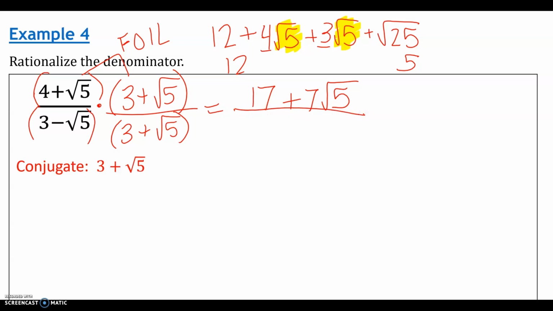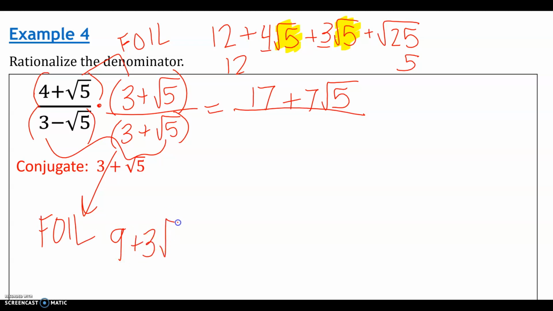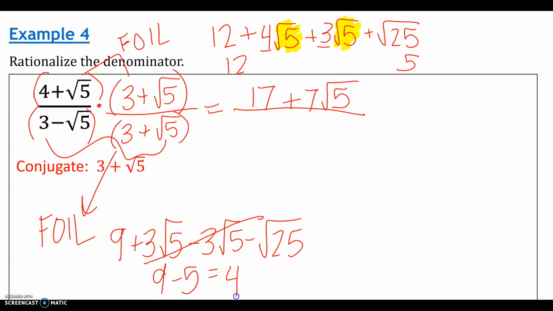Now, the denominator, we should be getting a whole number because you're multiplying conjugates together. So let's FOIL this. So we get, what, 9 plus 3 radical 5 minus 3 radical 5 minus radical 25. Those are going to cancel and get 9 minus 5, which is just a 4. Wow. Well, let's box it because I do believe that you have a 17, a 7, and a 4. There is no universal number other than 1 that can be divided into all 3 of those. So that is your answer.